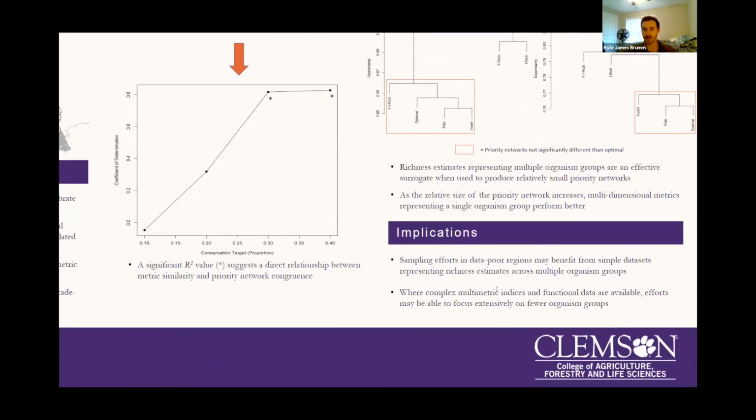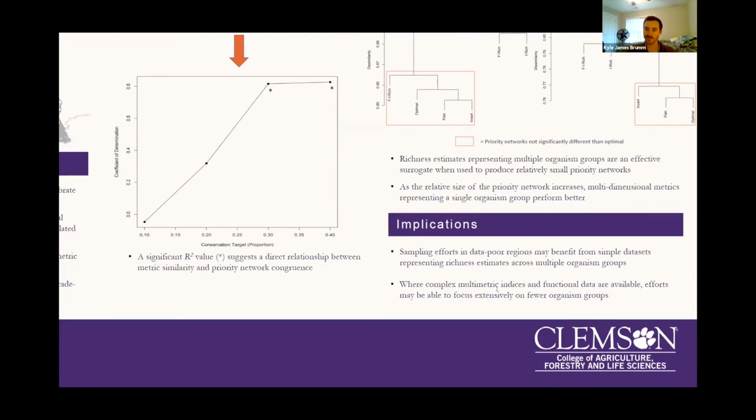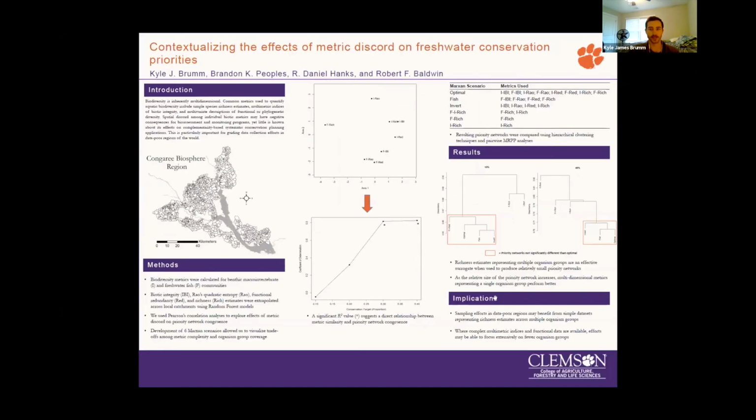So just some implications. I think if you're sampling in one of those data poor regions, you could benefit from simple metrics, but sampling multiple organism groups. Otherwise, if you've got access to those multi-metric indices, you might as well use them to promote that variability. I think that's all I've got, so happy to take any questions.